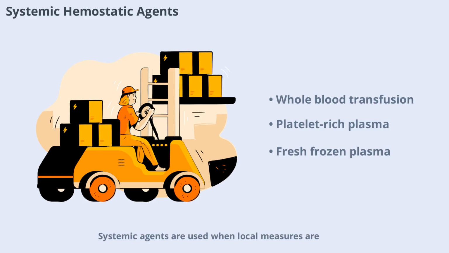Systemic agents are used when local measures are insufficient or when there is significant blood loss. These include whole blood transfusions, platelet-rich plasma, fresh frozen plasma, and cryoprecipitate. Each component has specific indications and risks. For example, fresh frozen plasma provides all coagulation factors, while cryoprecipitate is rich in factor VIII and fibrinogen. Proper matching and screening are essential to prevent complications.